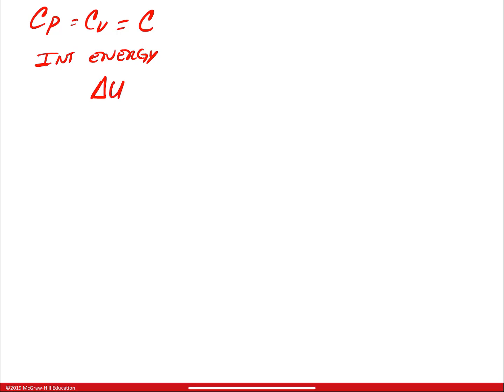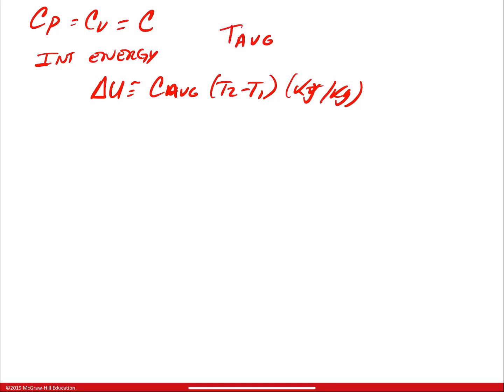So how do I find internal energy? Internal energy, delta U, will be equal or close to C average multiplied by T2 minus T1. Simple as that, and this is in kilojoules per kilogram. How do I find my C average? Same way, you need to look for T average, and then with that T average, you can get your C. Remember that Cp and Cv no longer exist for this particular case, and they have now become just the letter C.